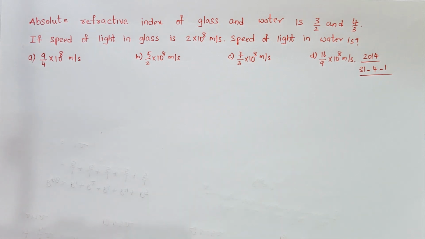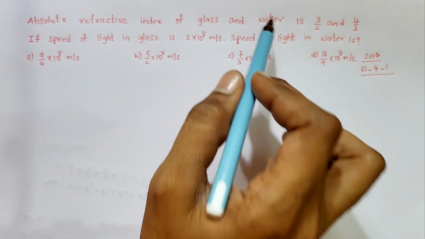So now here I have brought you one more question which was asked in the board examination in the year 2014, in the question paper set number 31/4/1. So the question goes like this. Absolute refractive index of glass and water is 3 by 2 and 4 by 3 respectively. And if the speed of light in glass is 2 into 10 power 8 meters per second, speed of light in water is. They have given two mediums, glass and water.